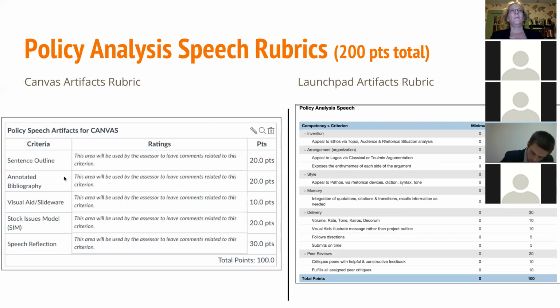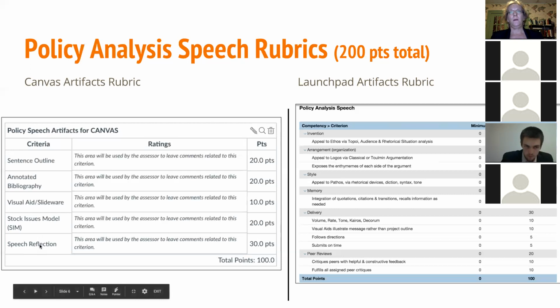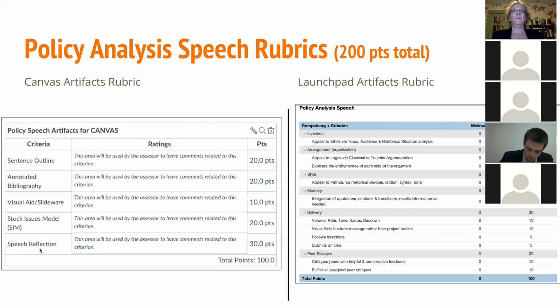So I'm going to have you do it in Canvas because this time the reflection is more substantial. And again, I'll show you what that looks like here in a minute, but I actually ask specific questions that I want you to answer in regards to this speech, the speech-making process and the delivery of your speech. And so you can see that the point total is even higher for this reflection. So it's 30 points. Your worksheet here is 20.